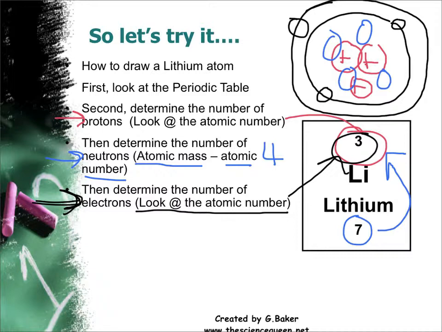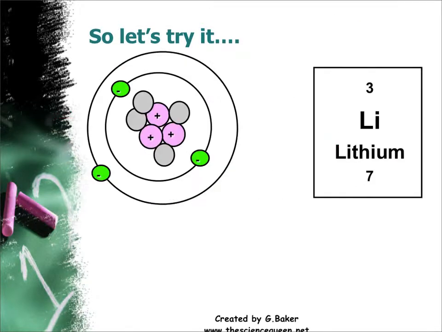Like I said, you'll have more room on Notability, so I think you'll be able to make it look a little bit prettier. Kind of like this. See, we've got our 3 protons in the middle, because the atomic number is 3. We've got our 4 neutrons, because 7 minus 3 is 4. And we have our 1, 2, 3 electrons, because the atomic number is 3, with 2 of them in the first level, and the 1 overflow in the second level.